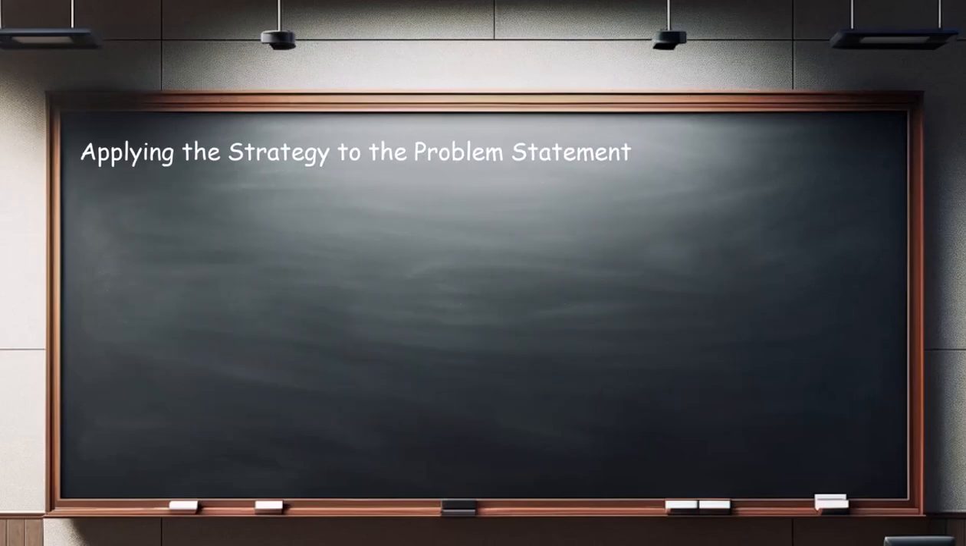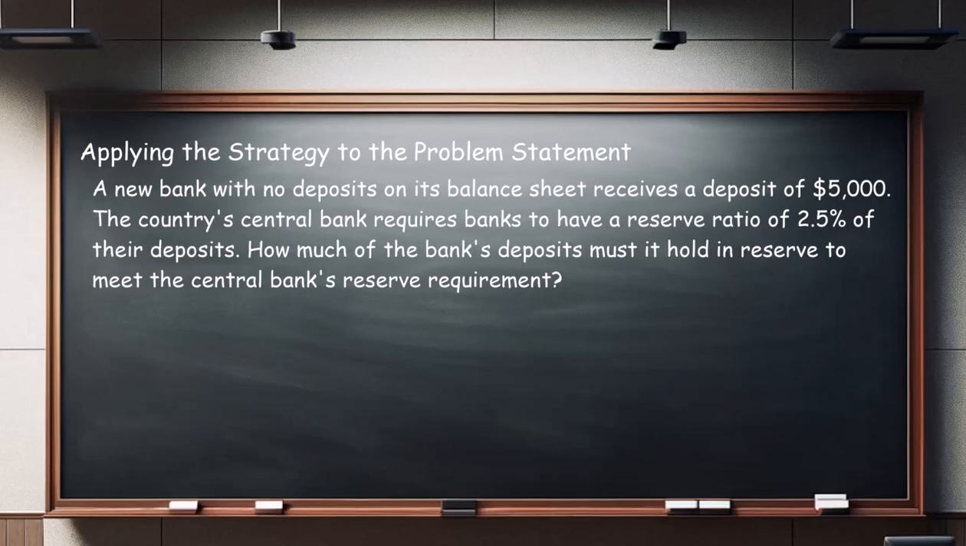Now let's apply the strategy to the problem statement. 1. Write the formula for calculating the required reserves. Required reserves equal deposits times the quantity of the reserve ratio as a percentage divided by 100%. 2. From the problem statement, locate the deposit amount and substitute it into the formula. In the problem statement, the bank receives a $5,000 deposit. So, let's substitute $5,000 from the problem statement into the formula for the deposit.